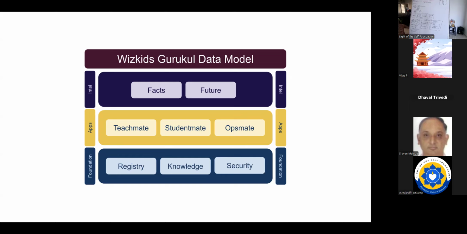Then future is looking at the pattern of student enrollment. Can I predict next year how many students may enroll? That is all future, right? Such data also we will have. So this is the third layer, Intel layer. So our data will be organized into these 3 layers as of today. So let me pause here at this big picture level.